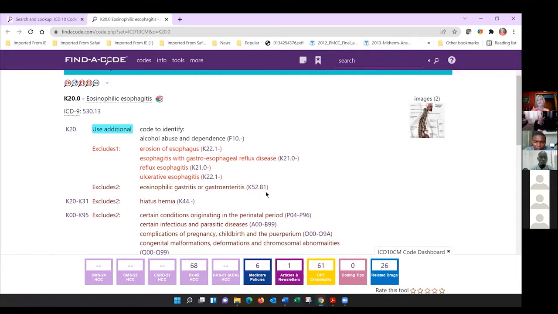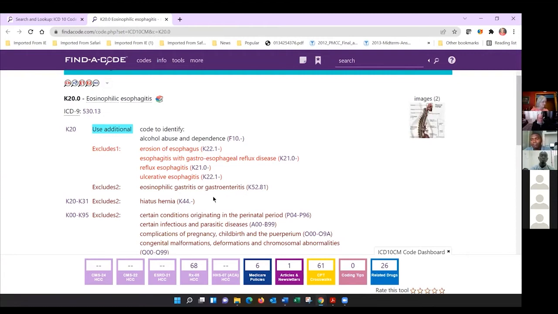Excludes two, what does that tell me? I see that smile, blessing. All right. So if I see an excludes two note, then I can code it there. If this patient had eosinophilic gastritis as an additional diagnosis, I can code it.